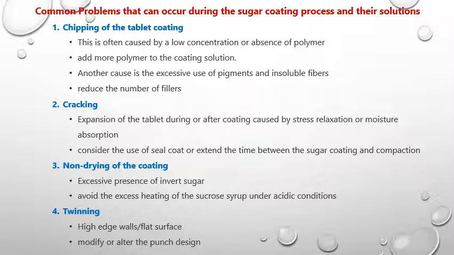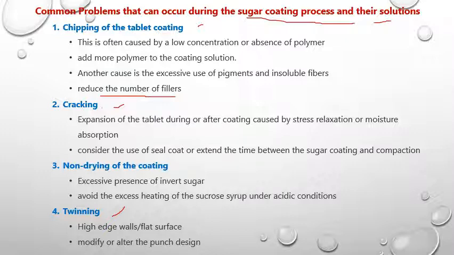Now the common problems that can occur during the sugar coating process and their solutions. First is chipping of a tablet coating, cracking, non-drying of a coating, twinning. First, the chipping of the tablet coating. This is often caused by a low concentration or absorbance of the polymer. For this remedy, add more polymer to the coating solution. Another cause is the excessive use of pigment and insoluble fibers, and the remedy is to reduce the number of fillers.